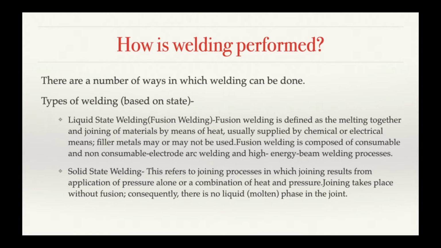So now talking about how welding is performed. First of all, there are two methods in which welding can be performed. They are based on the state. The first type is liquid state welding, and the second type is solid state welding. Liquid state welding is also called fusion welding, defined as the melting together and joining of materials by means of heat. Solid state welding refers to the process in which an application of pressure alone or the combination of heat and pressure is used to join two metals.